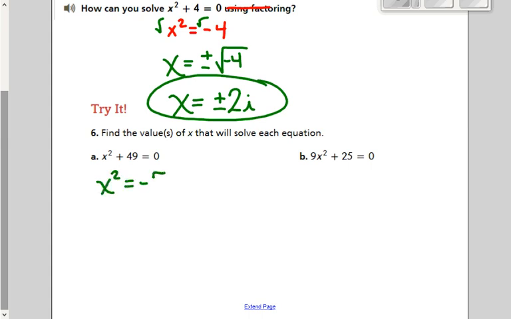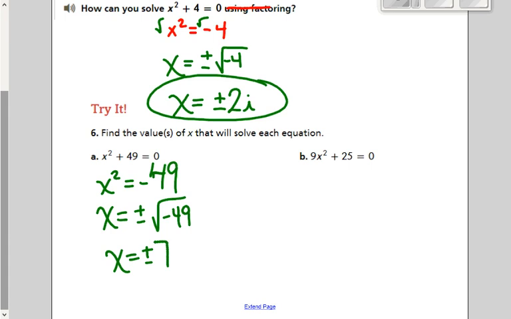This problem over here is done in a pretty similar manner. We're going to subtract the 49 from both sides, square root both sides, and we get x equals plus or minus 7i, because the square root of 49 is 7. Since it's negative, you put the i next to it, it's 7i. And finally, we're going to take away 25 from both sides. Divide both sides by 9 before you take the square root.